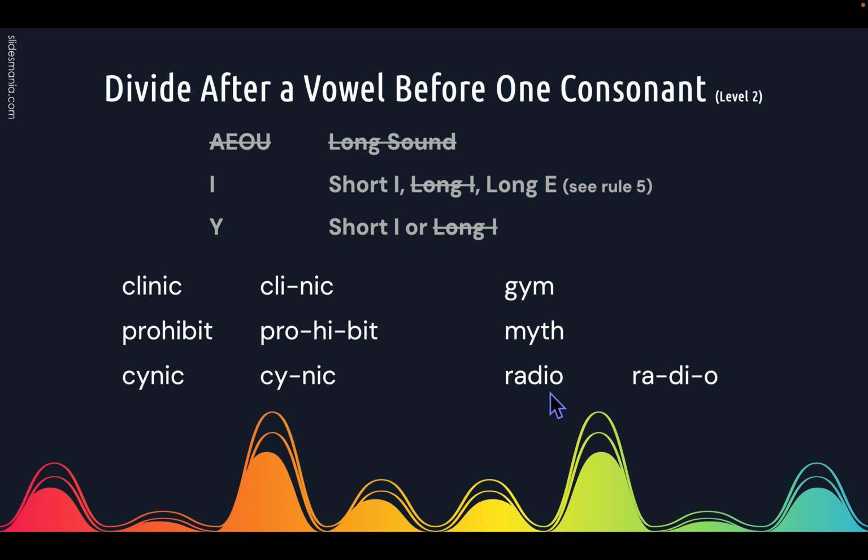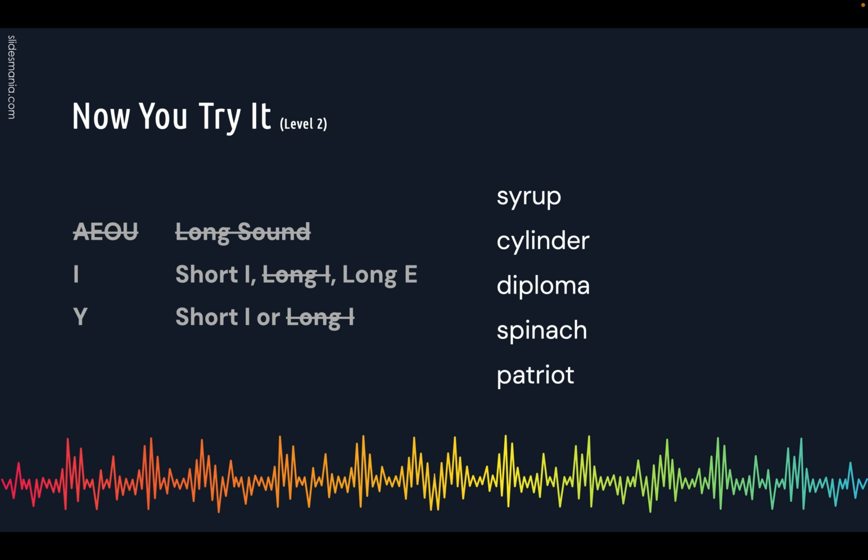This is mostly used before another vowel. So we're going to have a long E sound of E, so we're going to have radio. Notice this A still takes the long A sound at the end of a syllable. All right, you try it on these words and see how you do. For the I's and Y's, you're going to use a short I sound, unless it's an I before another vowel, then try the long E sound.